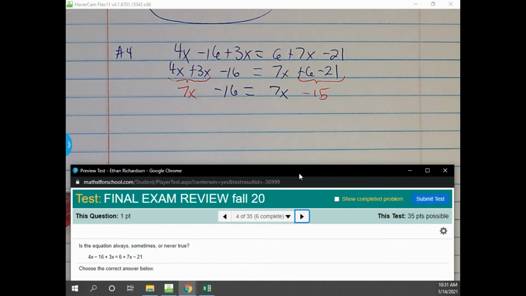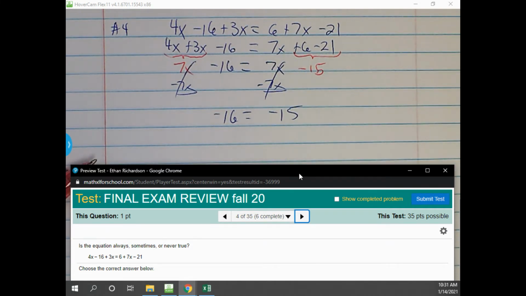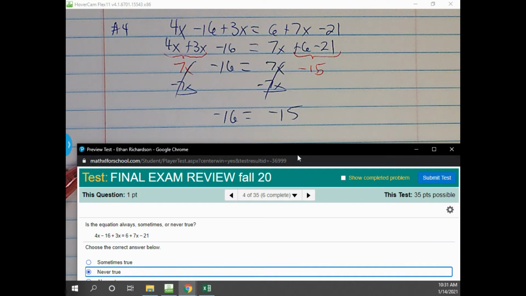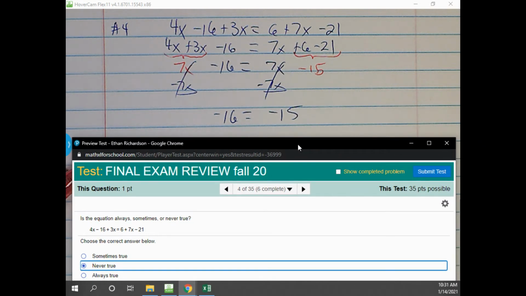Once you get here, now you start moving stuff from left to right to figure out what it is that you need to do. If we get the x's to one side, let's get rid of the 7x here, so that'll cancel that out. Get rid of the 7x here, that cancels that out. You're left with negative 16 equals negative 15. Can negative 16 equal negative 15? No, right? That doesn't make any sense. If that doesn't make any sense, that is never true. Okay, so if you get to the end and the x's cancel out and you're left with two numbers, basically you tell me, okay, either these two numbers are always true or these two numbers are never true.